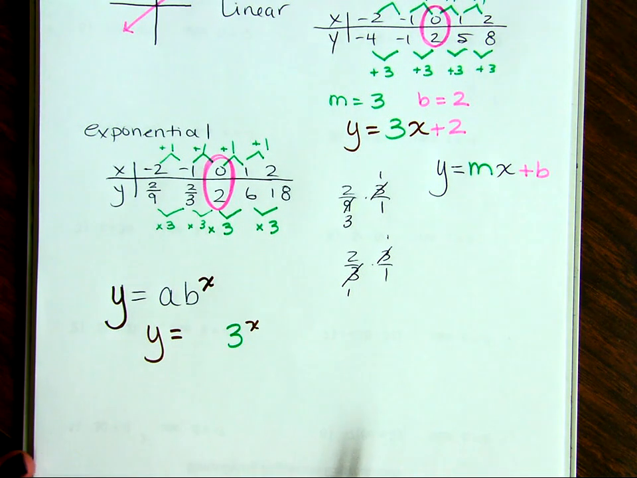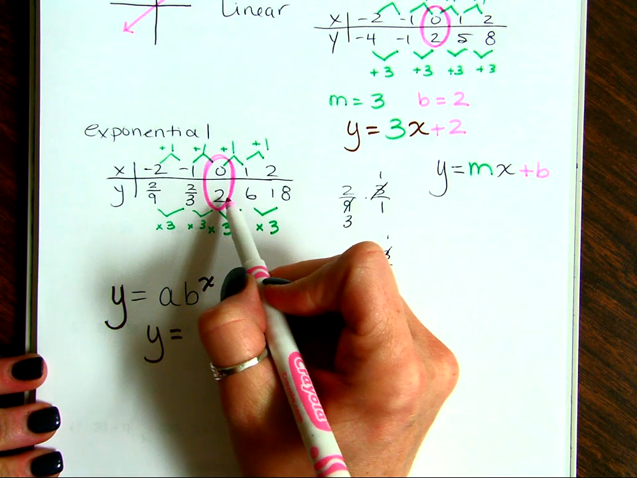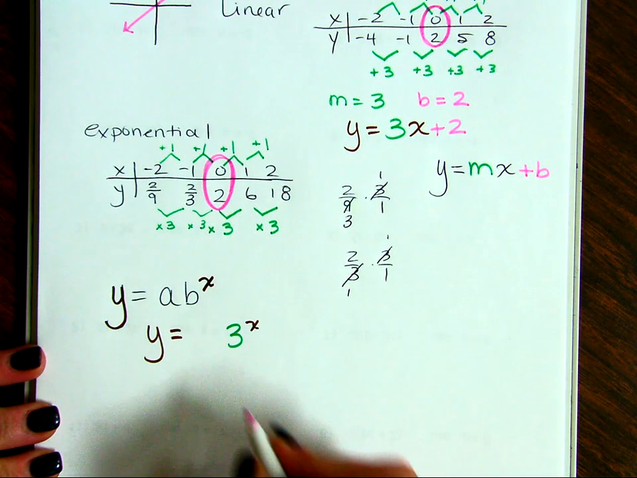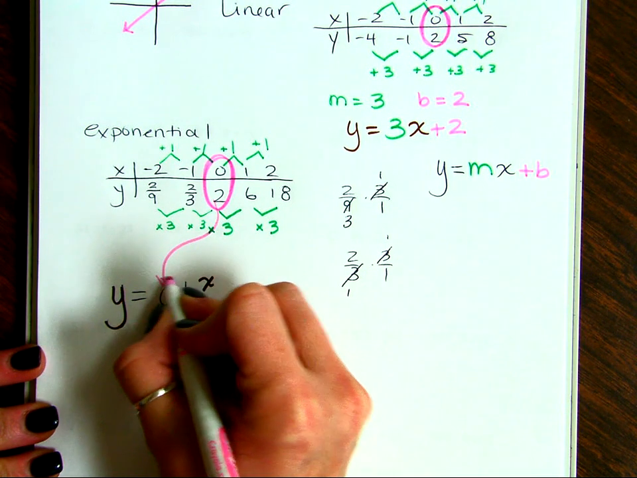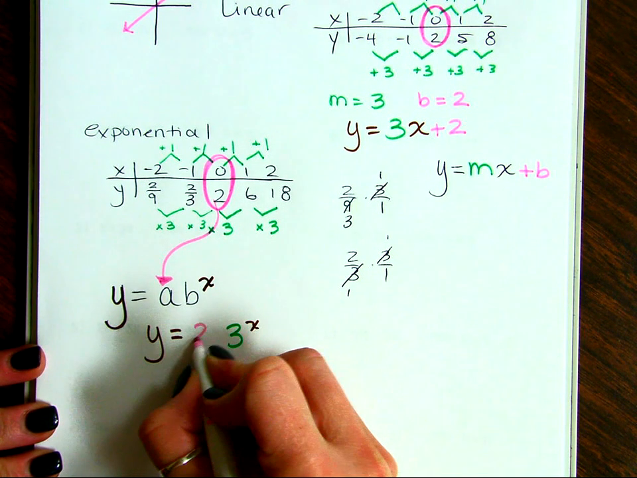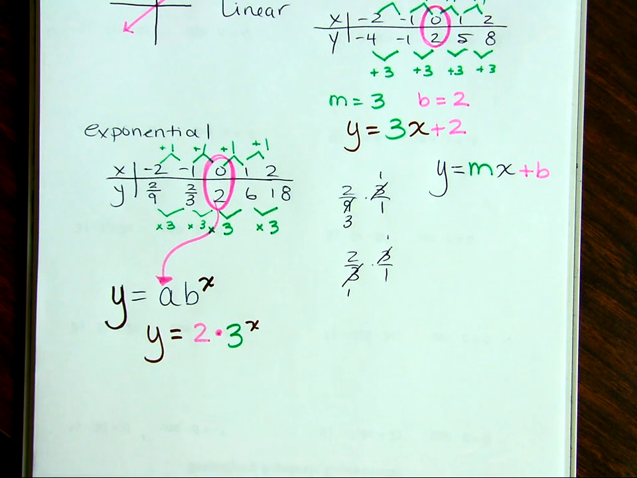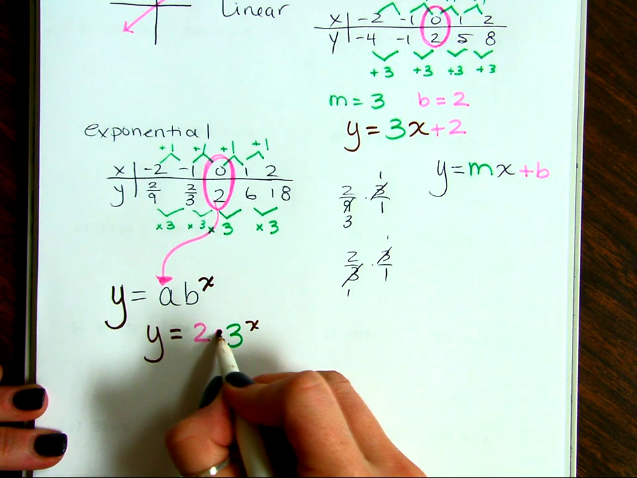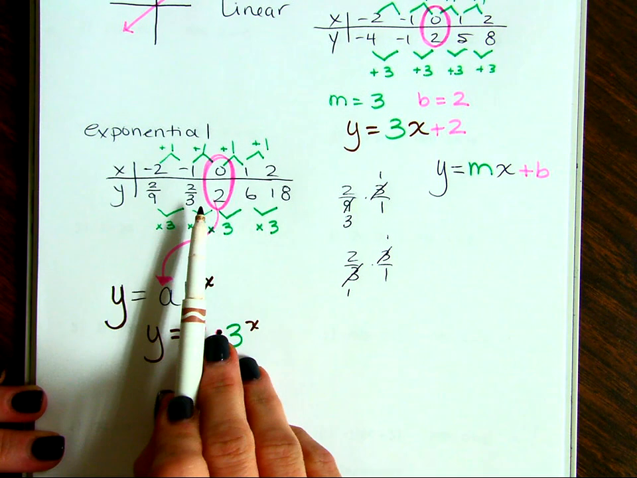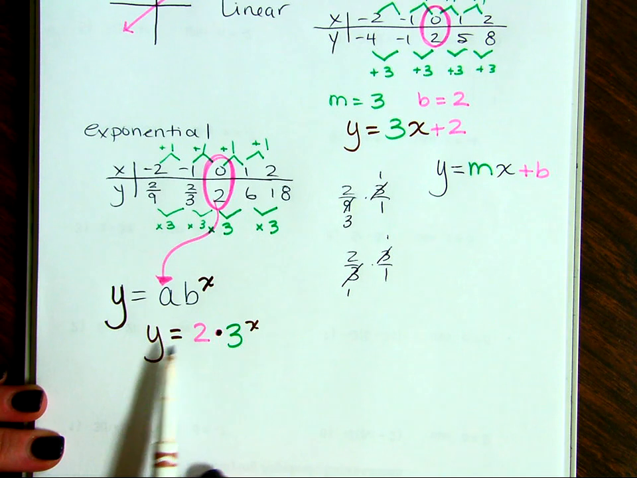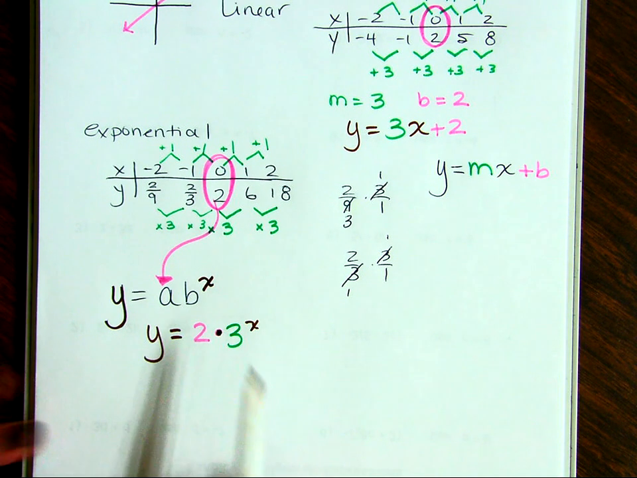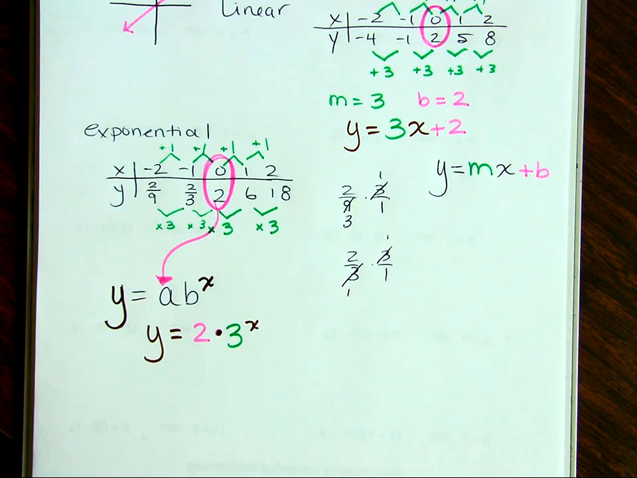Got it? So then what does that mean for this right here? When x is 0, whatever number is with the y, that's going to be the a. So the answer to this graph right here of this exponential function is y equals 2 times 3 to the x. All right, so what we want to see now is what is this going to look like?